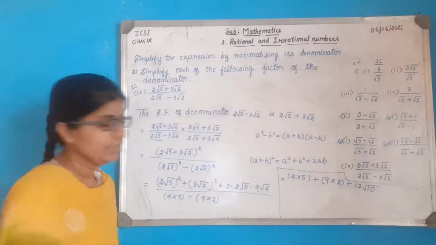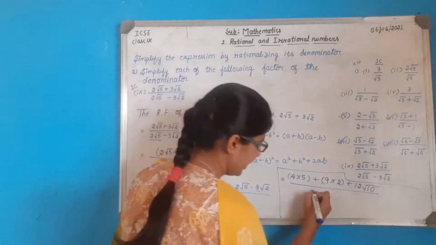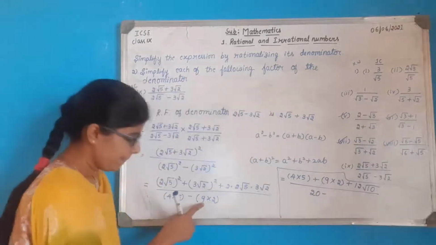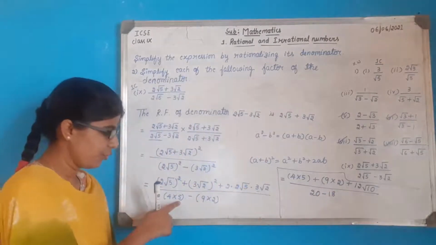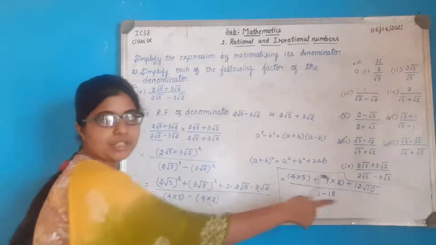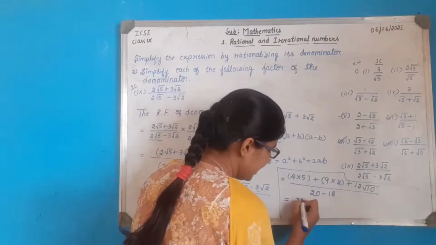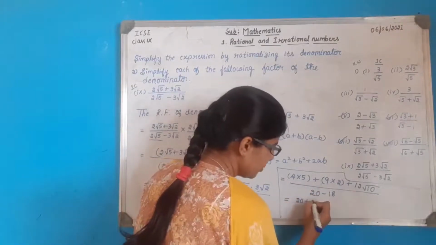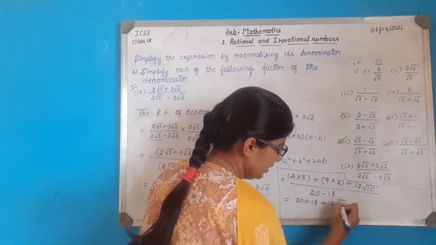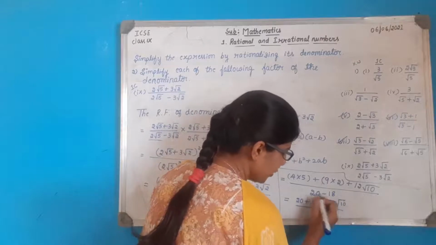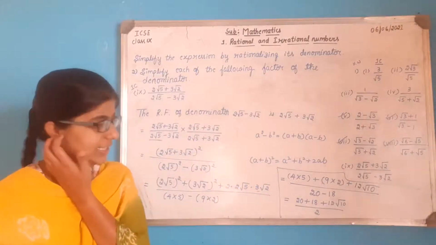Then divided by, so now observe here, 5 4s are 20 minus 9 2s are 18. 20 minus 18. Multiply this. 4 5s are 20, 9 2s are 18. Next step, so 5 4s are 20 plus 9 2s are 18 plus 12 root 10, whole divided by 20 minus 18 is 2. 18 from 20 leaves 2.